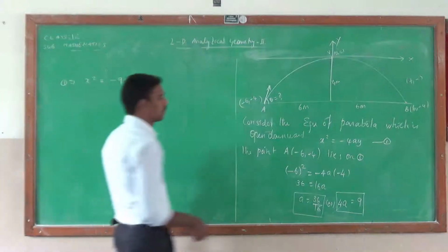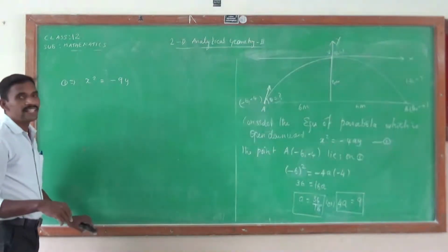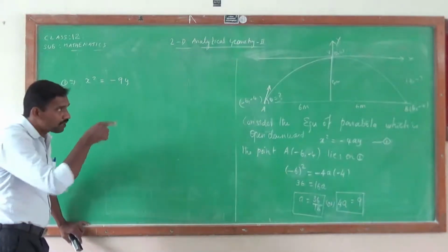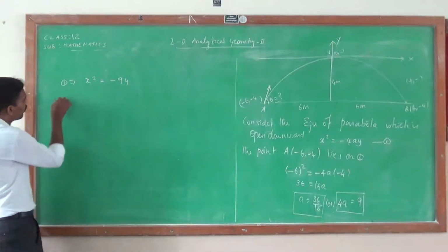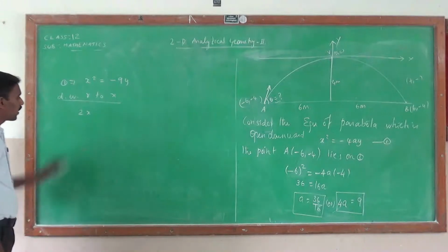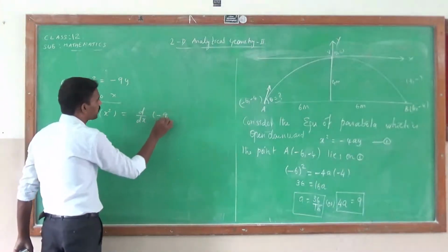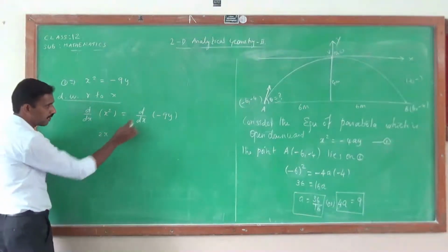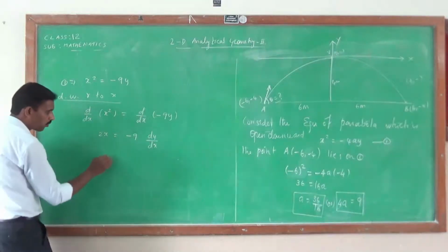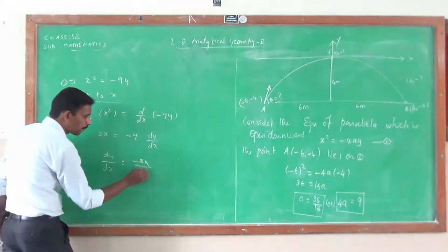Now we want to find out the angle of projection, that is theta. We know the formula for finding the slope: slope m is equal to tan theta. We can differentiate with respect to the point of projection to get the slope easily. So I am going to differentiate this equation with respect to x. d by dx of x square is equal to d by dx of minus 9y. d by dx of x square is nothing but 2x, and d by dx of minus 9y means minus 9 into dy by dx. Now I have to find only dy by dx here. So dy by dx is equal to minus 2x divided by 9.